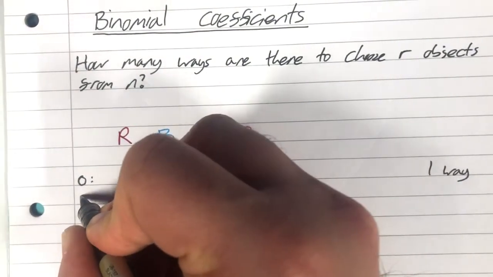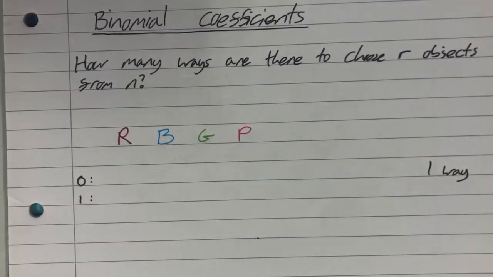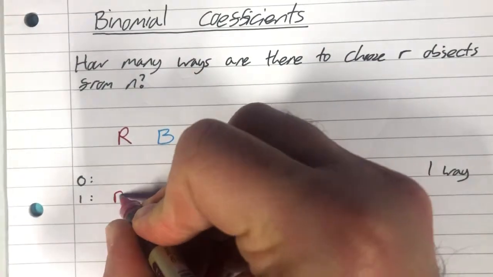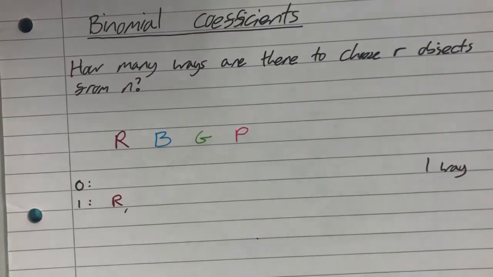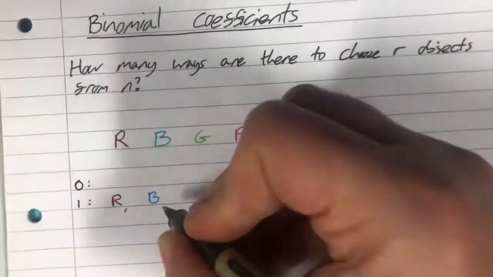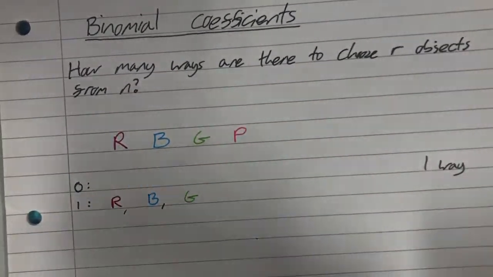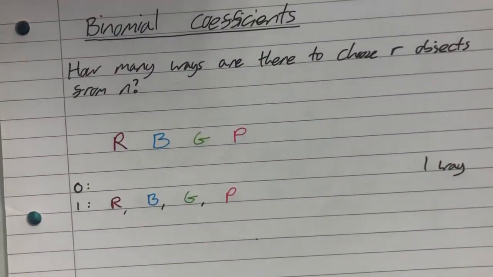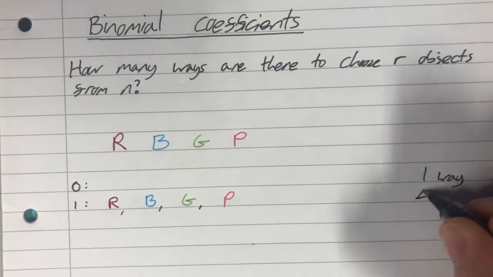Okay, if I want to choose one object, well, I could choose just the red one. So I could just choose red. Or I could just choose blue. Or I could just choose green. Or I could just choose pink. So there are actually 4 ways I can choose one object. So I've got 4 ways over here.